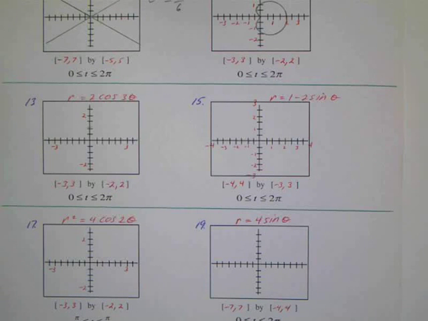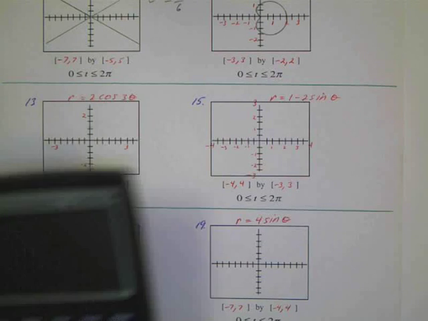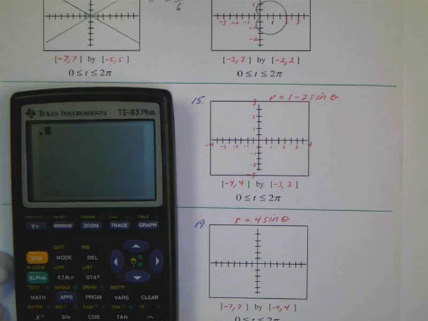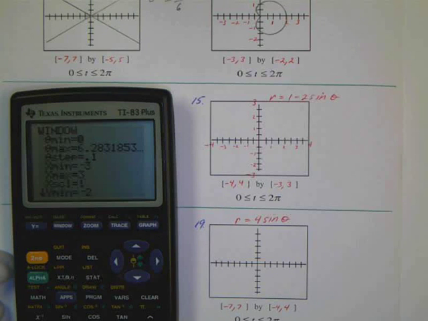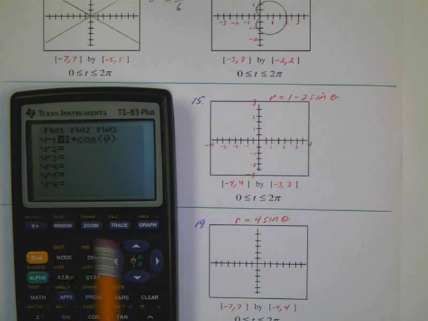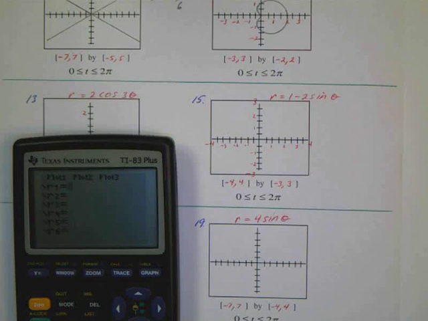Some more of these graphing problems, and this is number 13. I use this window again, so -3 to 3, -2 to 2. I use my step to be, I think, 0.1. 0 to 2 pi, and t-step would be 0.1, so we have a relatively smooth curve. So let's graph this one, and that's going to be 2 cosine of 3 theta.